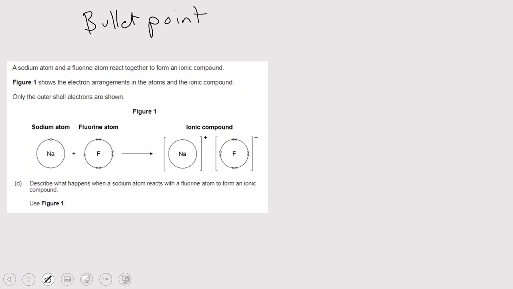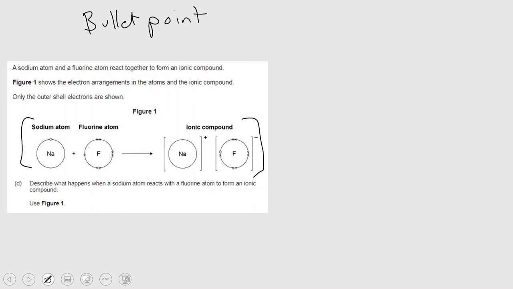So, D: describe what happens when a sodium atom reacts with a fluorine atom to form an ionic compound. And handily, they've actually provided us with a diagram. So we can see here in this diagram, we've actually got most of the information already. Sometimes they're not as kind as this, but always use your diagrams as well as you can.